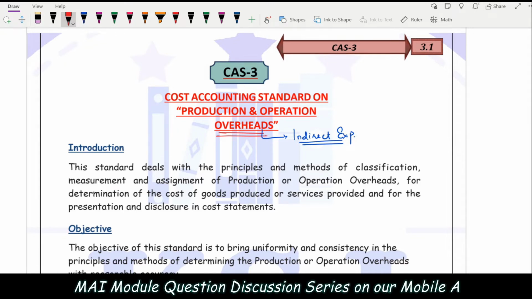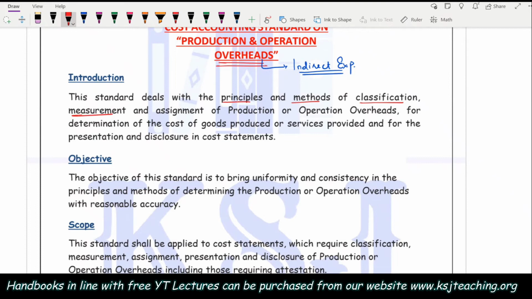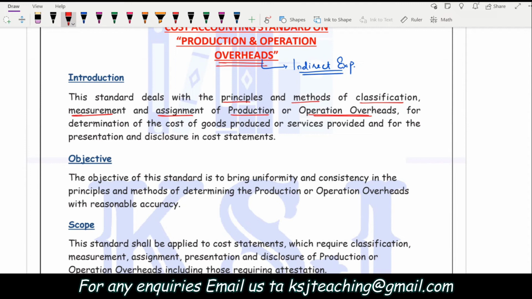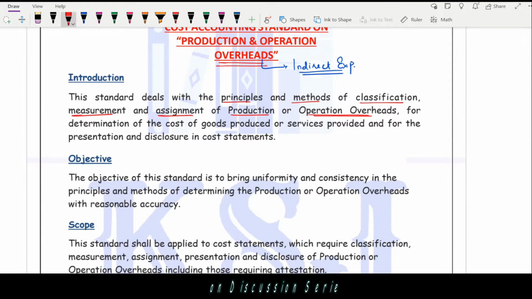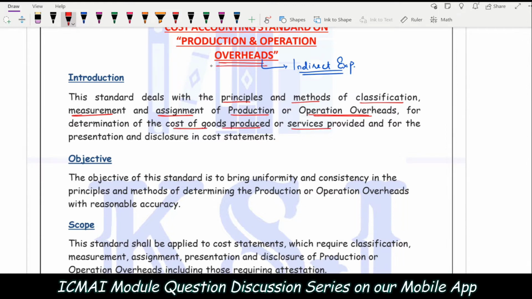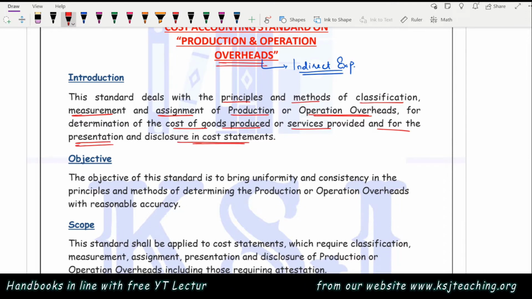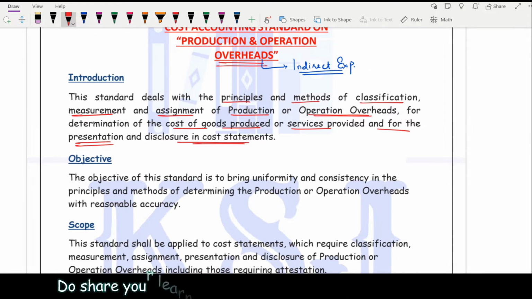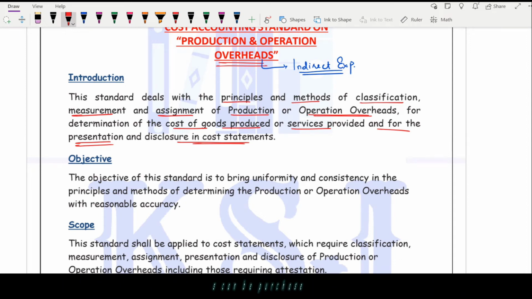Okay, so the introduction says the standard deals with the principles and the methods of classification, measurement, and assignment of production or operation overheads. That is, how you have to classify the production or the operation overheads in the cost sheet for the determination of the cost of goods produced or the services provided, and for the presentation and disclosure in this cost statement. That is how you have to present it. You will be able to present it only if you do the right classification, if you do the right calculation of the production overheads, if you know how to calculate the value of a particular overhead, only then will you be able to present it in the right way.